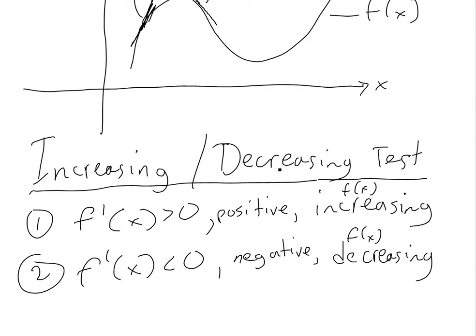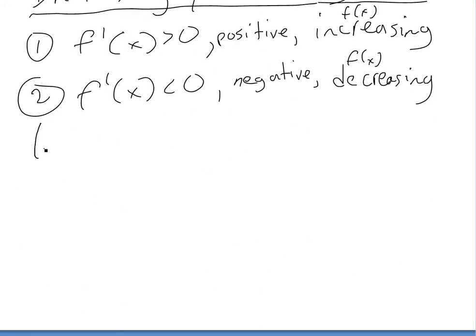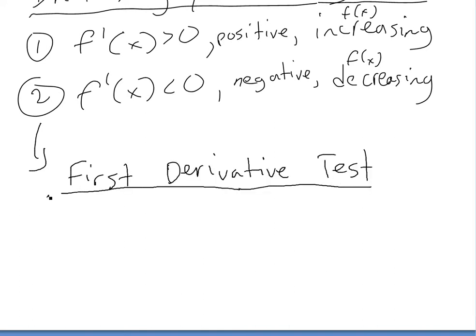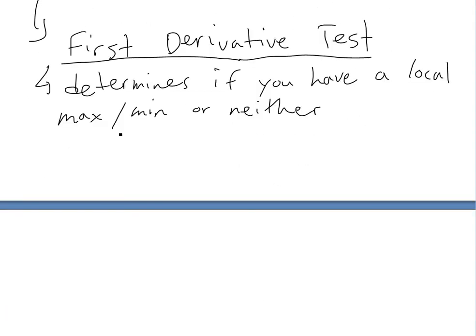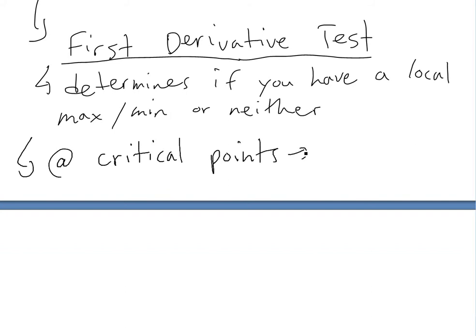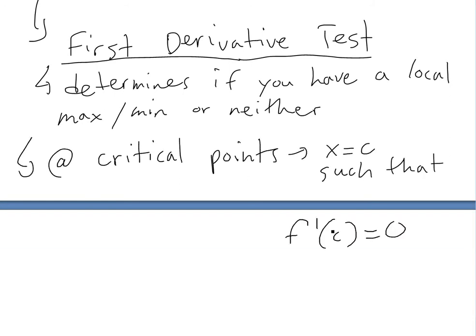And then from this increasing/decreasing test, we can get the first derivative test right here. I'll just write this down, which basically determines if you have a local max or minimum, or neither of them. You start off by first finding the critical points, which I showed in my other video. The critical points are points, let's say number c, where x equals c, such that the derivative at c is equal to 0 or doesn't exist.